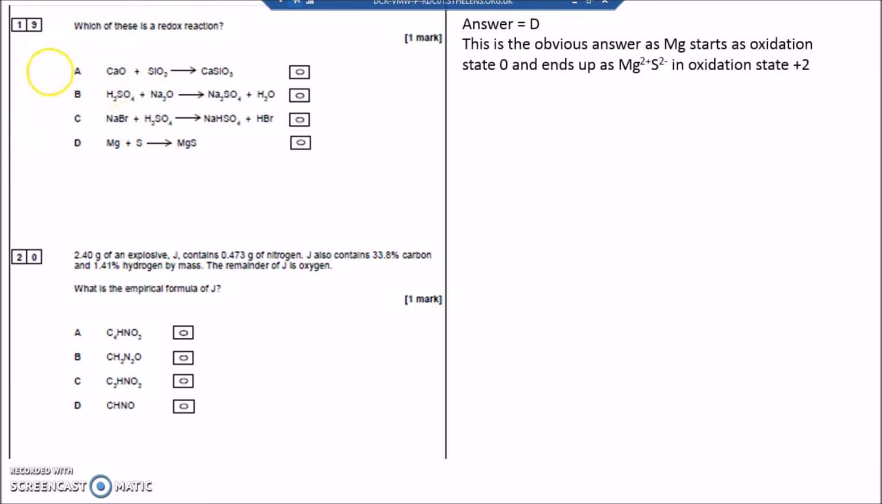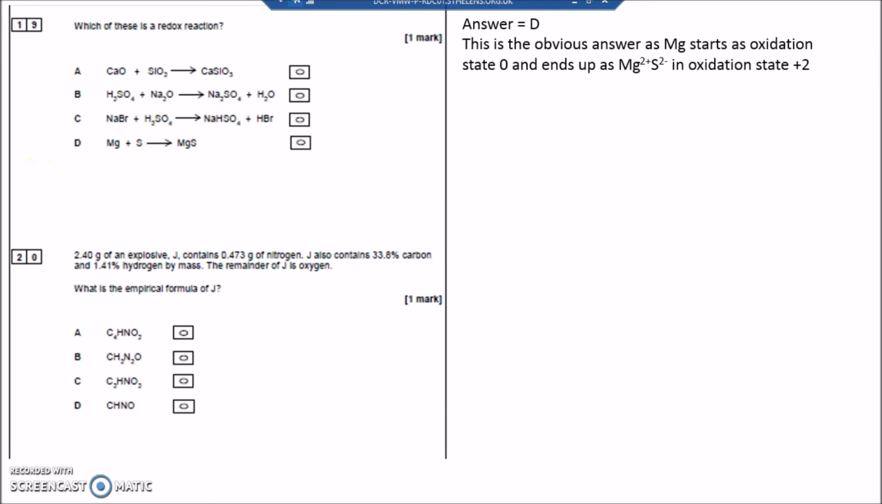D has magnesium. Magnesium on its own in oxidation state 0 goes to MgS. Now in MgS you've got magnesium sulfide. So Mg has become 2 plus, as it's given 2 electrons away to the S. S is in group 6, so wants to gain 2 electrons. Mg is in group 2, so wants to lose 2 electrons. So the Mg will give 2 electrons to the S and form an ionic bond.